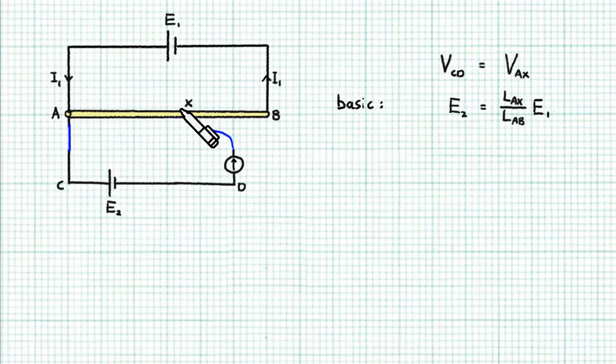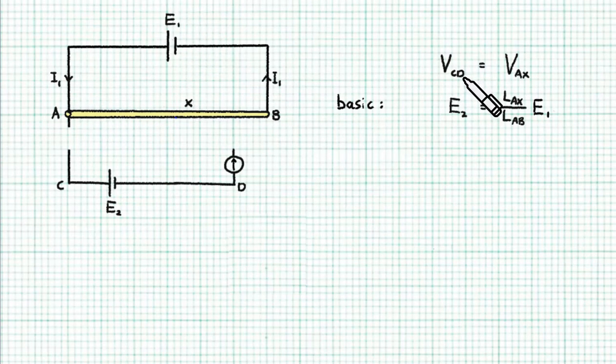Now VAX is always equal to VCD since they are connected together. But at null deflection, there's no current flowing through these two wires. So we might as well pretend that these two wires are not there. For this very basic circuit, VCD is obviously equal to E2 and VAX is a fraction of E1.